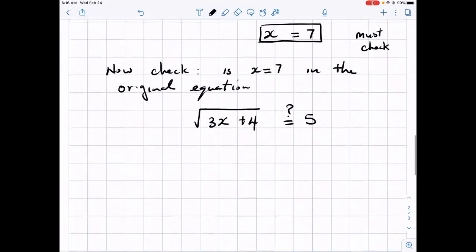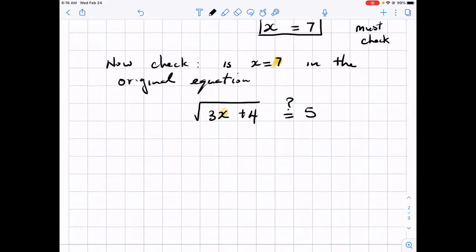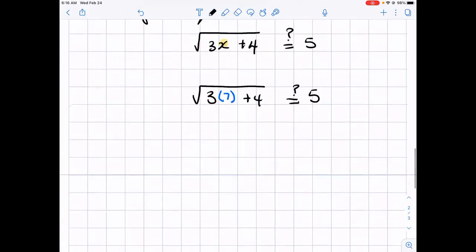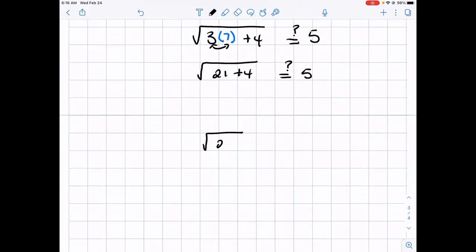So let's replace x with 7. So we have the square root of 3 times 7 plus 4. Now we want to know, is this true? When we simplify the left side, do we get 5? Well, 3 times 7, if you multiply these, you get 21 plus 4. And 21 plus 4 is 25.